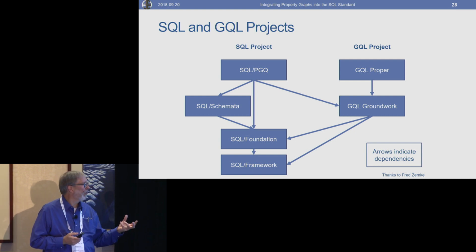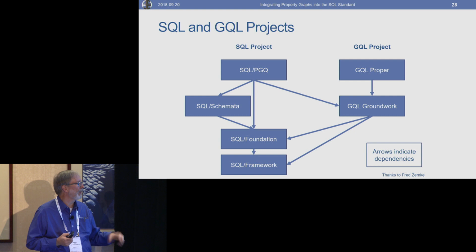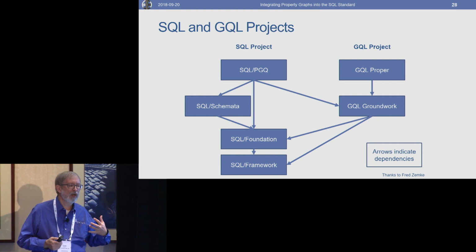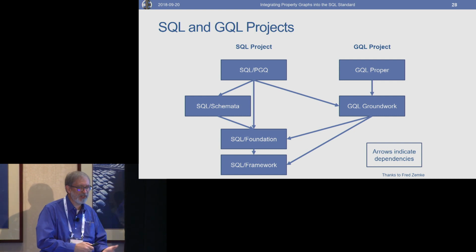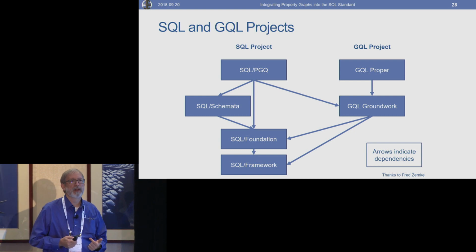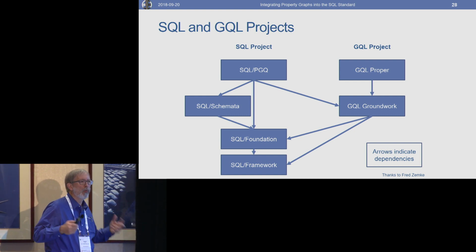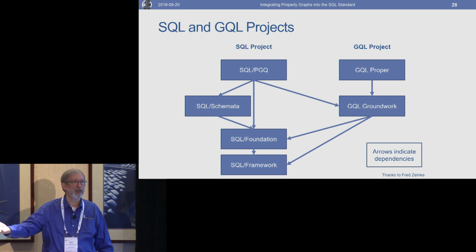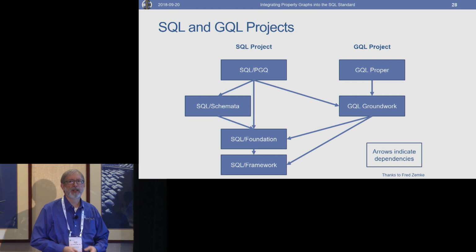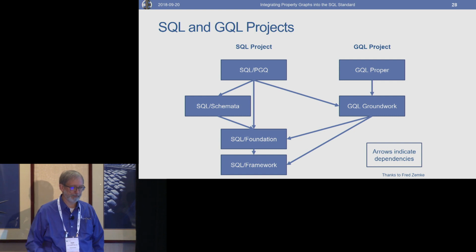And the GQL groundwork can reference and include the parts of SQL Foundation, for example, data types, operations on those data types, et cetera, all the things that are not specifically relational that a graph query language can take advantage of. So rather than building a whole brand new standard that defines operations on integers, we already have all that definition in SQL Foundation, and we can take advantage of it in a GQL standard.